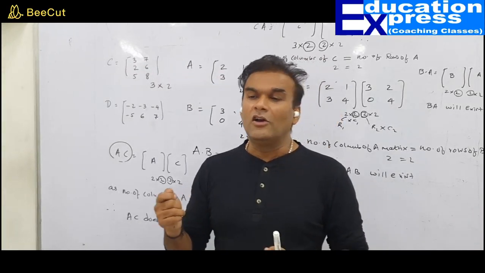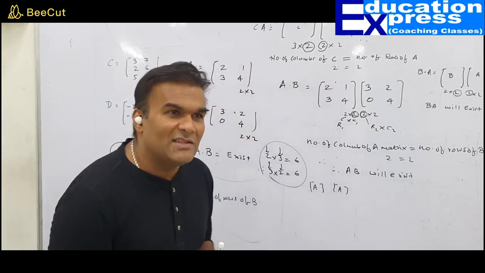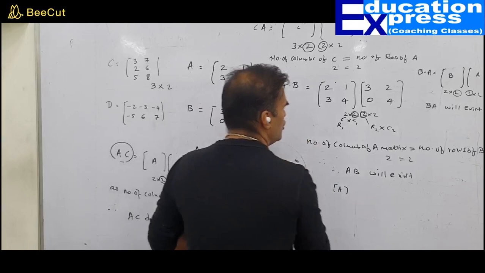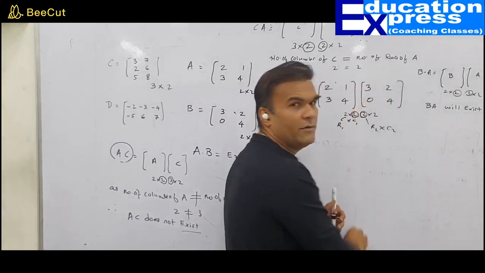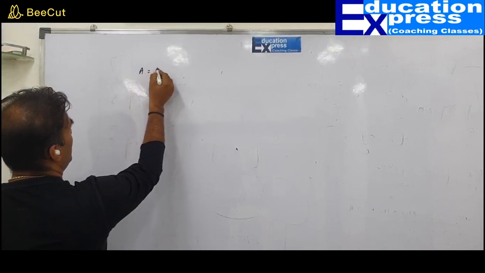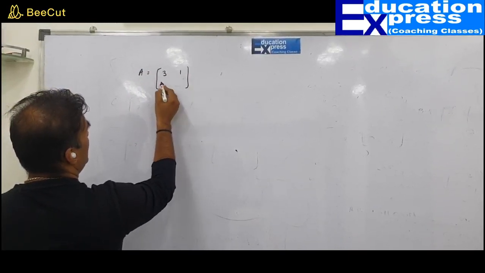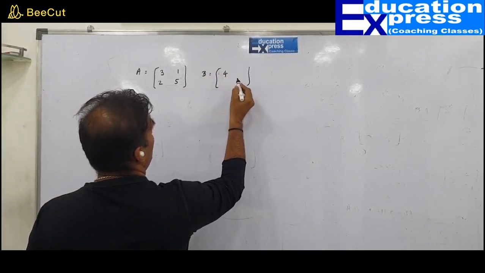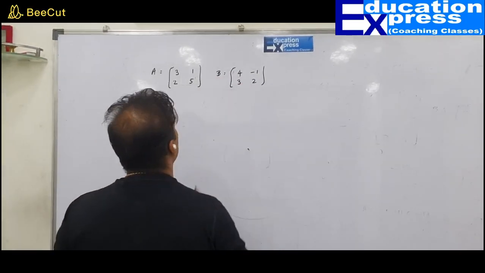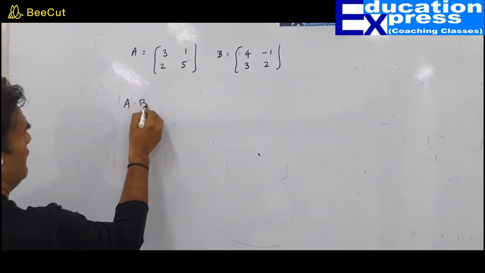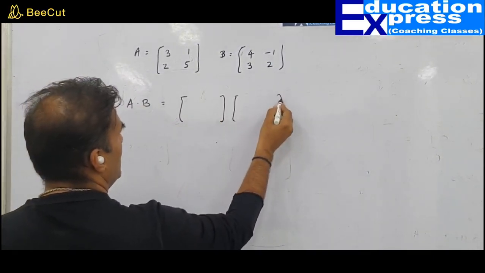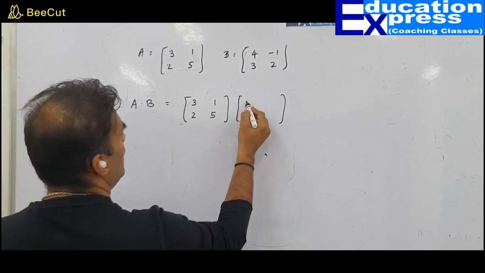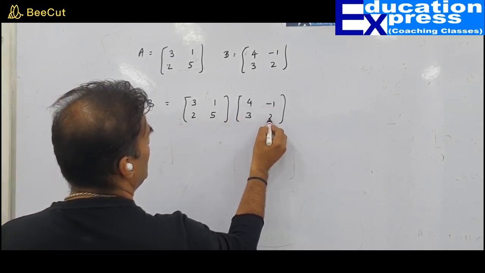In case you get a green clearance, yes, sir, AB exists, now I will show you how to find the product of the two matrices. So how do we proceed further? Have a look over here. We have matrix A: 3, 1, 2, 5. Matrix B: 4, -1, 3 and 2. I want to find out AB. So list down matrix A: 3, 1, 2, 5, and B: 4, minus 1, 3 and 2.